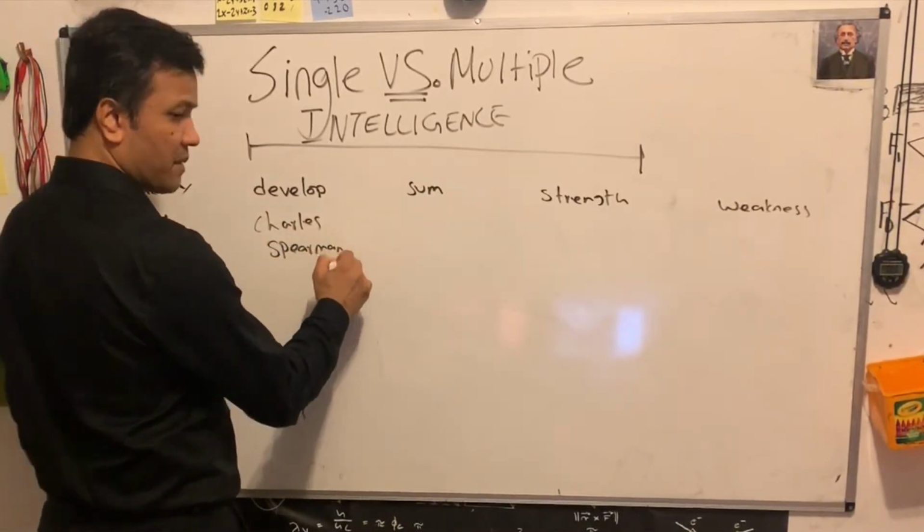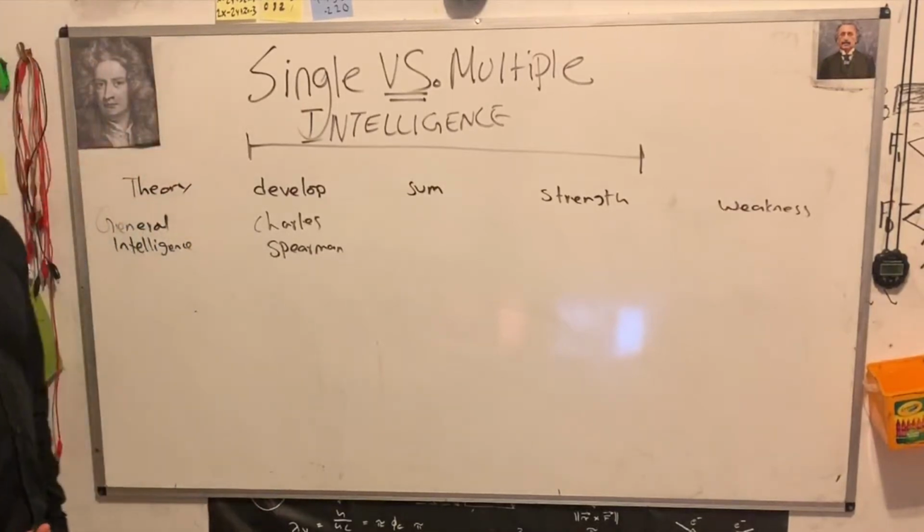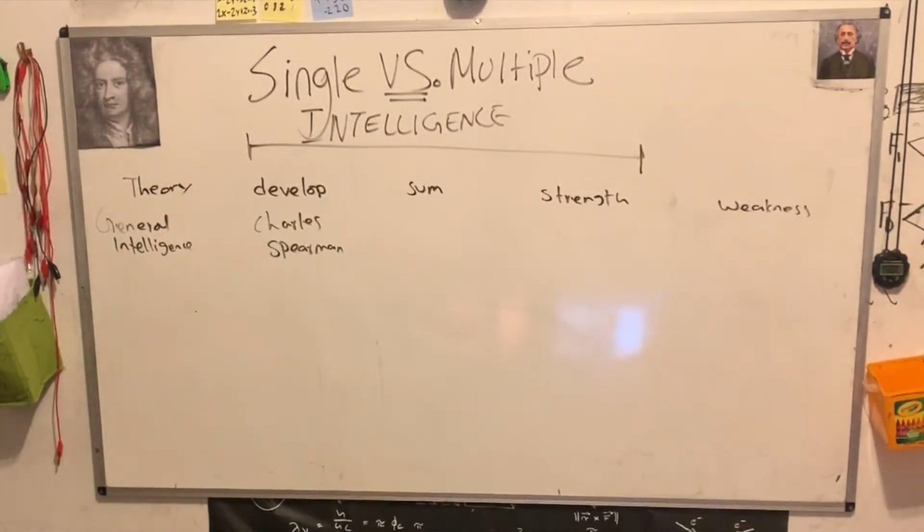S-P-E-A-R-M-A-N. Spearman. Only one person is talking. What's wrong with the other person? The other person has neither the notebook nor is participating in the conversation. I'm trying to create an inclusive classroom.